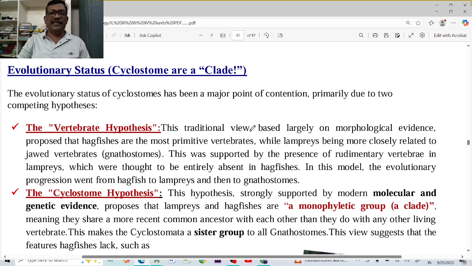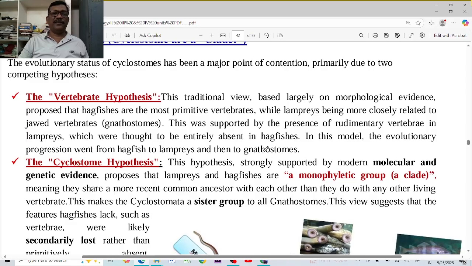The evolutionary status of cyclostomes is clade. What is a clade? In the phylogenetic tree, we can observe many branches. But in a clade, we can see the different organs evolved serially in a cladogenetic tree. That we will see.